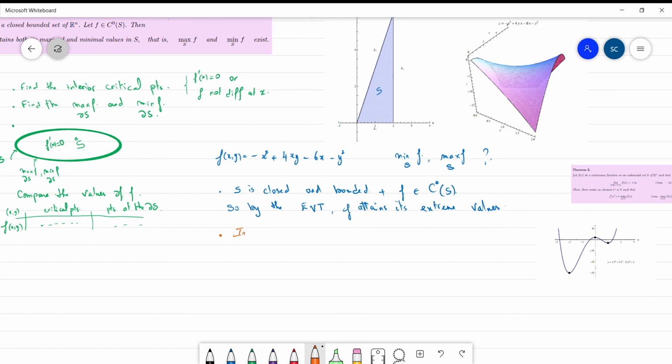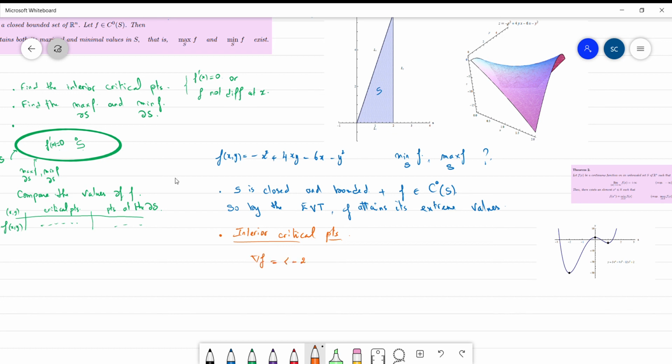So first step, interior critical points. Here I don't have points where f is not differentiable. My function is differentiable everywhere. Interior critical points are the solutions of gradient of f equals 0. Okay, what is gradient of f?